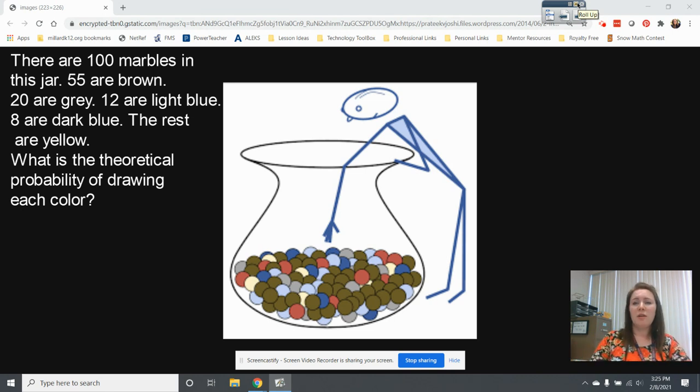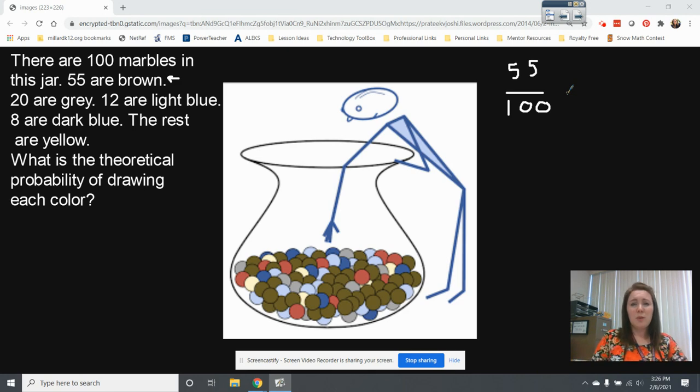The way you find theoretical probability is we're going to create a fraction. The bottom of the fraction is the total number of possibilities. Well, there's 100 different marbles, so there are a total of 100 different possibilities or 100 different things you could draw. So let's start with brown, because we need to find the theoretical probability of each different color. Well, there are 55 brown, so the top of our fraction is just 55. It's just the part that are brown.